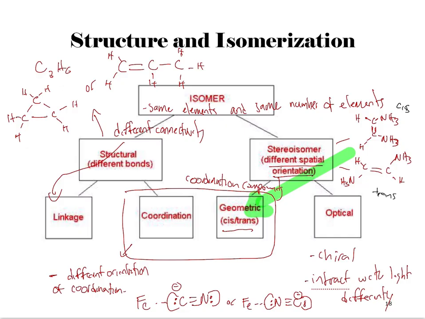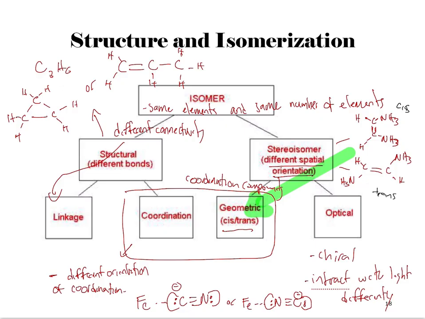It's a stereoisomer because even though the connectivity is the same, right? This carbon is still bonded to 1 hydrogen, 1 nitrogen, and 1 carbon. This carbon is still bonded to 1 nitrogen, 1 hydrogen, and 1 carbon, right? But the orientation, how they look in 3-dimensional space, is different. And again, this is very important for properties, either chemical properties or physical properties of the material. And this, for example, was a cis versus a trans isomer.